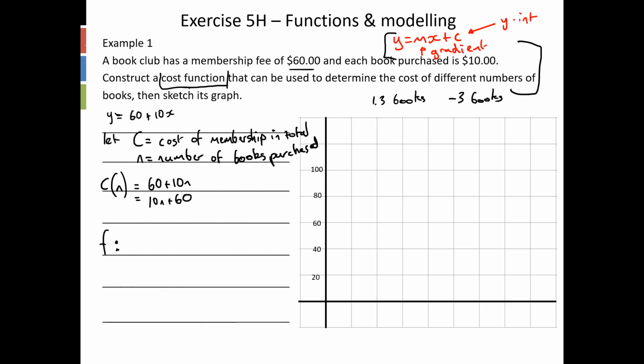Okay. We can't purchase 1.3 books. We can't purchase -3 books. So the only thing we can purchase is positive whole numbers or no books. We can either get 0, 1, 2, 3, 4, so on and so forth. Okay, so that is natural numbers. So we can have natural numbers union with 0.